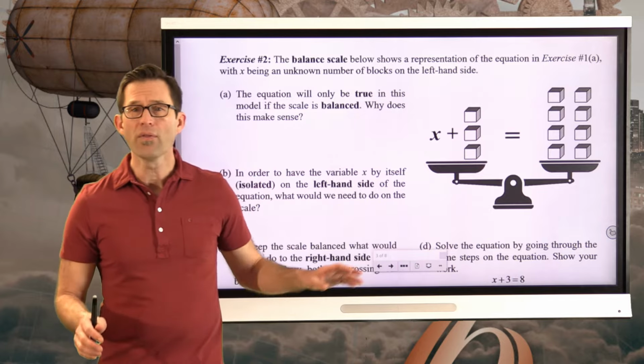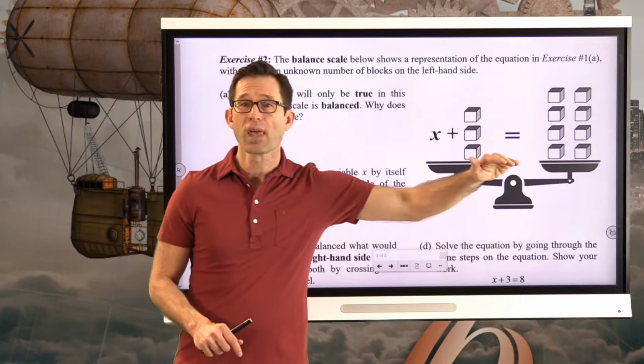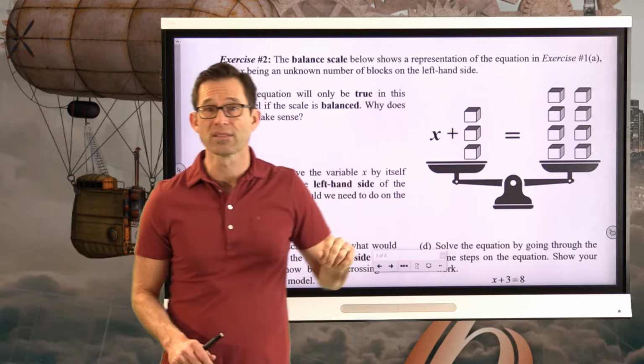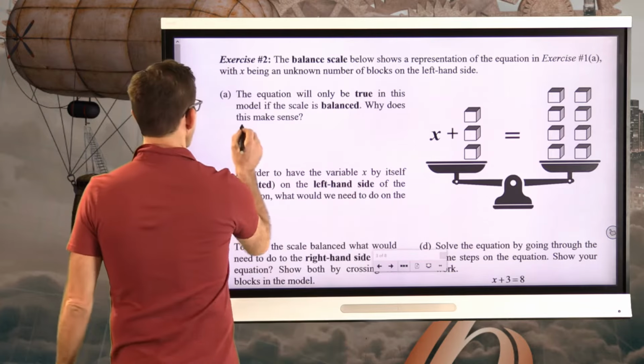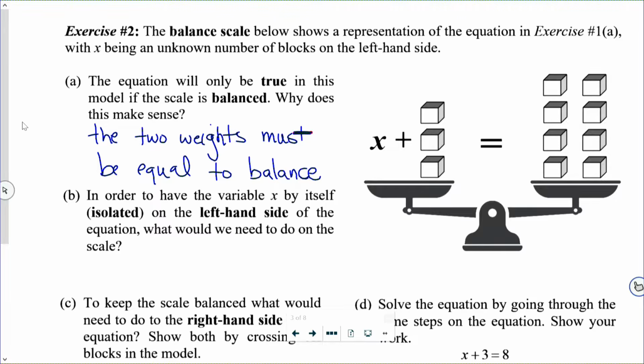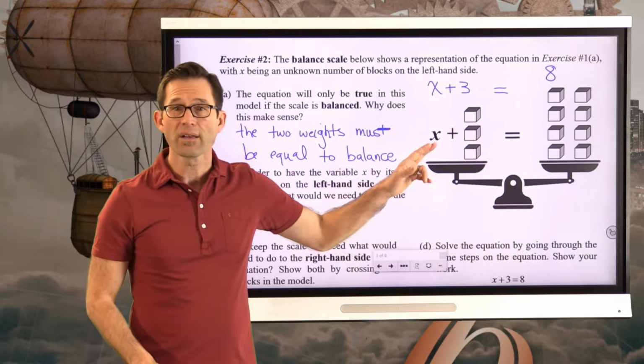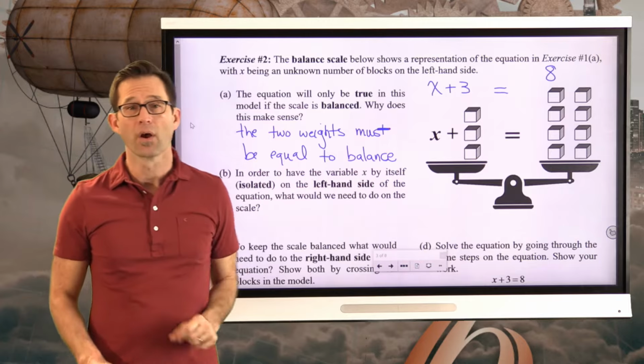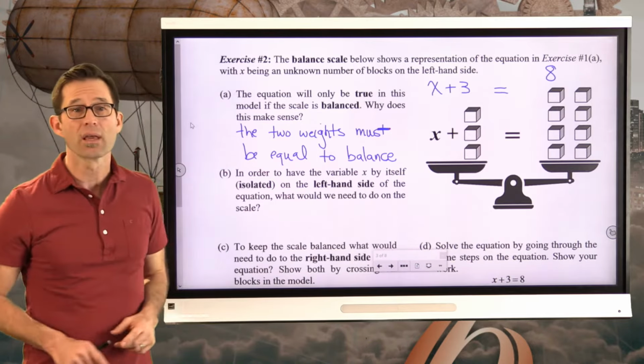All right, so let's talk about this. We can really think about a balanced scale, if you've ever used one in science class, as saying, hey look, the scale will be balanced if the weight on this side is equal to the weight on that side. And why does that make sense? Just because of that reason. The two weights must be equal to balance. And just to keep in mind, what we're saying here is that this model of a scale is equivalent to this equation that we looked at in letter A. I've got x plus 3 blocks is equal to 8 blocks, and I'm trying to figure out how many blocks x represents.